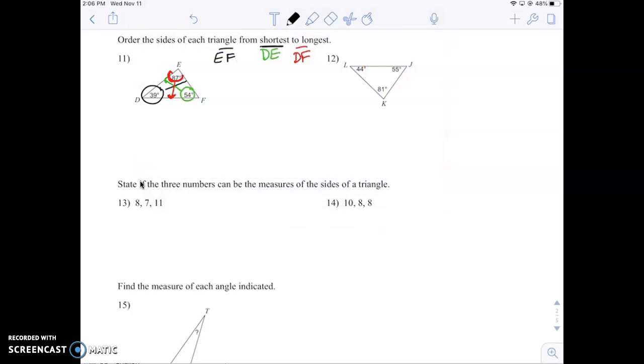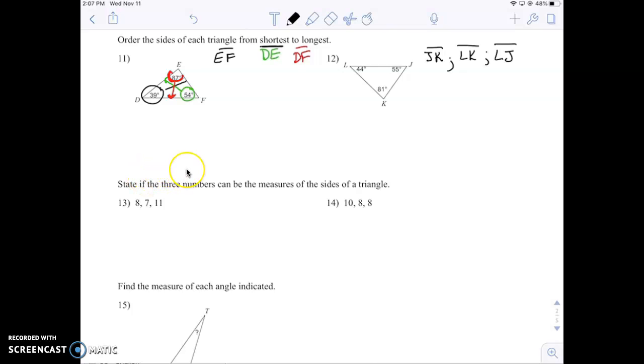For number 12, the shortest would be JK. Try and figure out why. Medium would be LK. And then LJ. It's okay if you write the letters KJ instead of JK. That's fine.